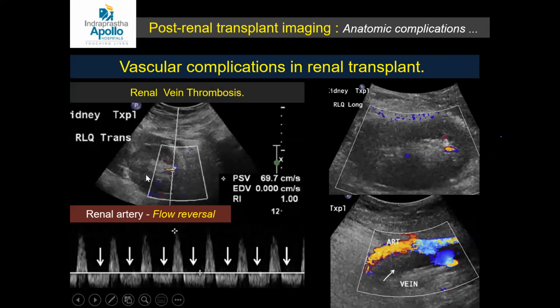Then renal vein thrombosis is a very important diagnosis, which can be easily picked up on Doppler. The renal arterial Doppler should have high systolic flow and then should have a good forward flow in the diastole. But here in this patient, you can see that there is reversal of the flow in the diastole. This is an important observation, and it raises suspicion of renal vein thrombosis, which is seen in this image, where the artery is seen and the vein is not seen at all.